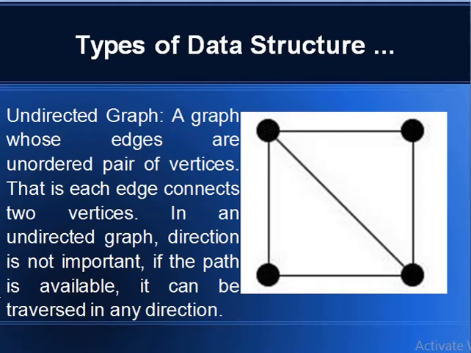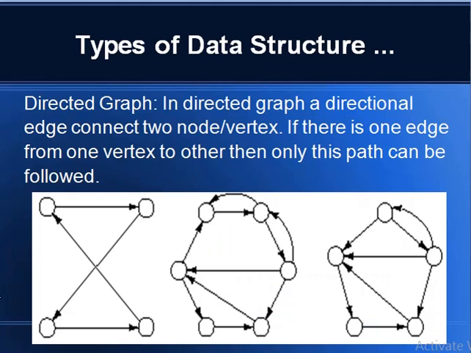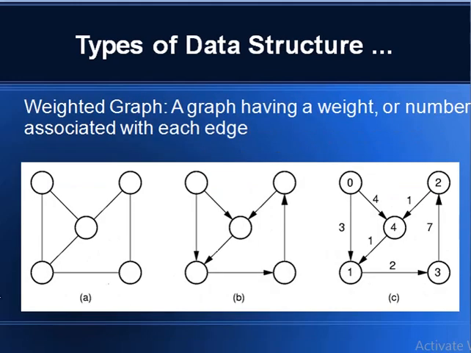There are various types of graph. Undirected graph is on the screen: a graph whose edges are unordered pairs of vertices. This is called the undirected graph, where no directions are given for connecting the various vertices in the graph. A directed graph has directional edges connecting two nodes or vertices. If there is one edge from one vertex to another, then only this path can be followed. This is called the directed graph.